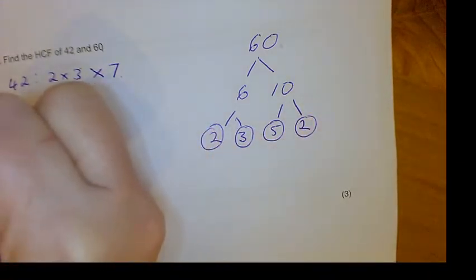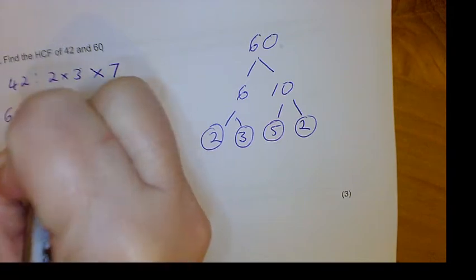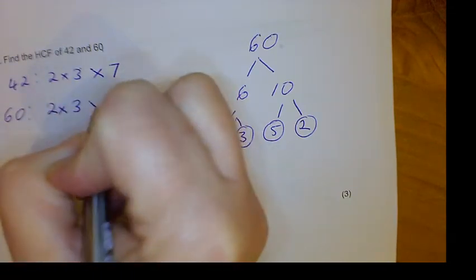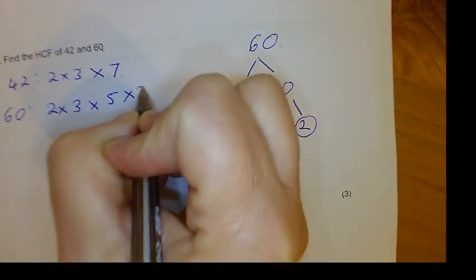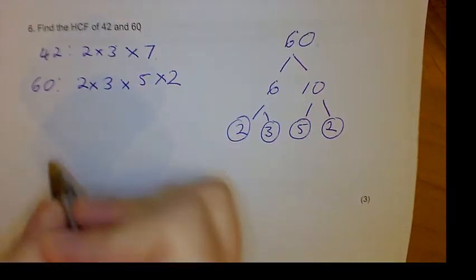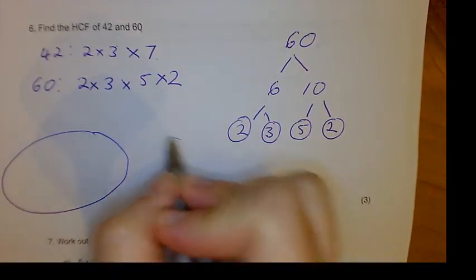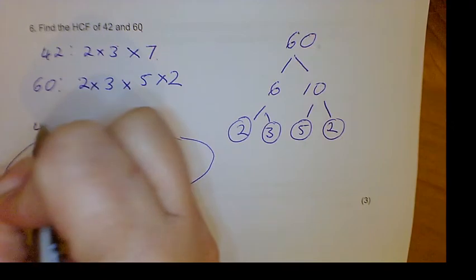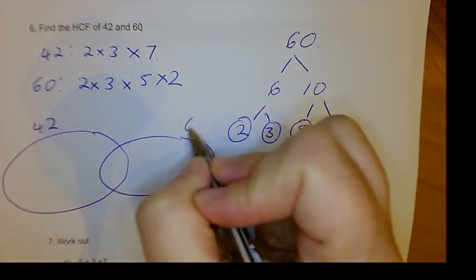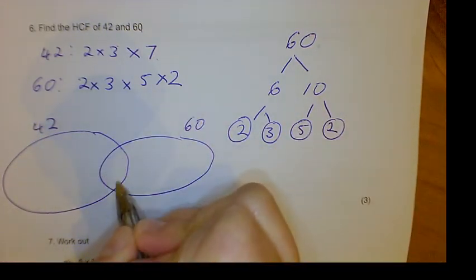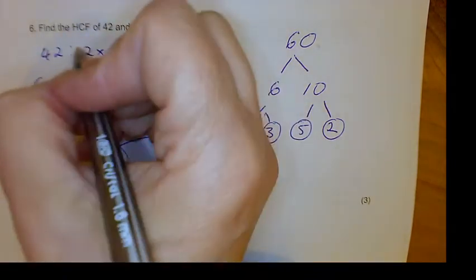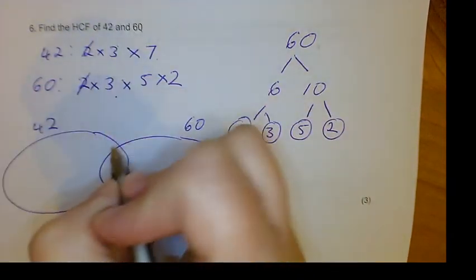So my 60 is a 2, a 3, a 5, and a 2. Then we went on to draw a Venn diagram. 42 I'm going to put on my left, 60 on my right. What goes in the middle is what's in both. I've got a 2 there and a 2 there. I put 2 in.